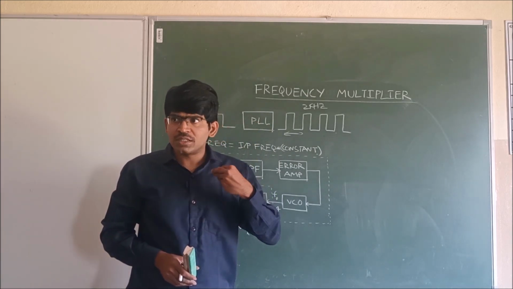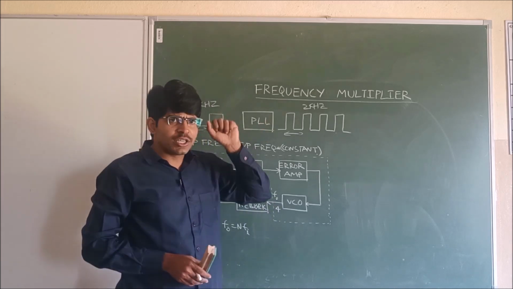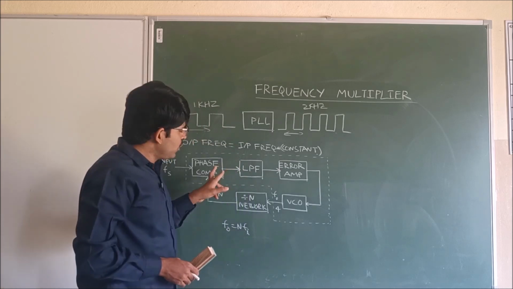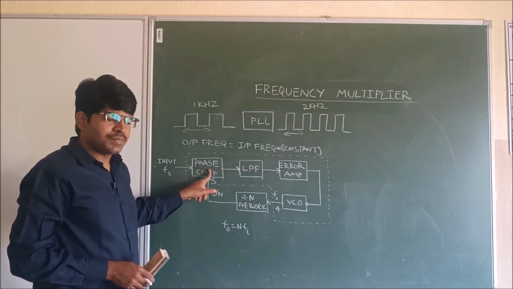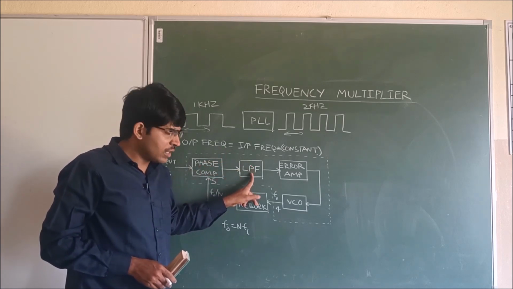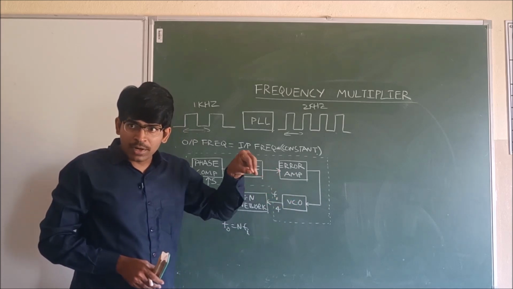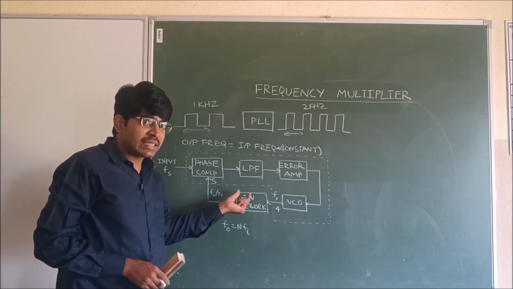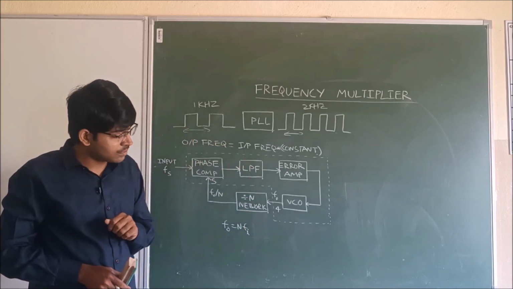But now we will discuss how we are generating a 2 kilohertz signal from the 1 kilohertz signal. We know in the PLL we have the phase comparator, the low pass filter, error amplifier and VCO. But now we are adding an additional block, percentage n or division of n network.